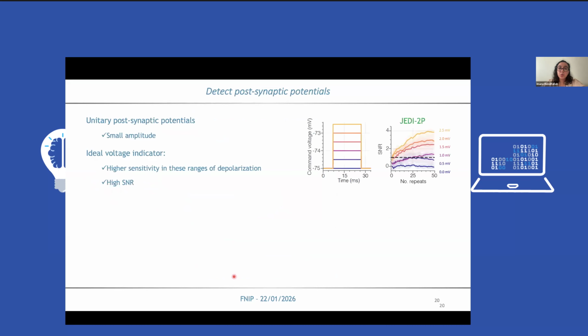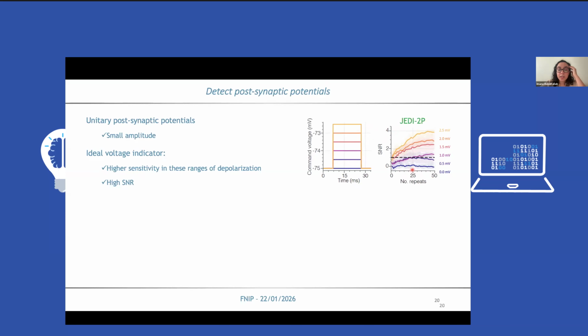For the first one, as I was saying before, the tricky thing is that unitary postsynaptic potentials can have a very small amplitude that can actually go even below 1 millivolt. And so the ideal voltage indicators to record this would show a higher sensitivity in these ranges of depolarization and a high SNR. Here, as a reminder, is the data that we had gotten before with Jedi2P, and we were able to resolve 1 millivolt after 25 repeats.